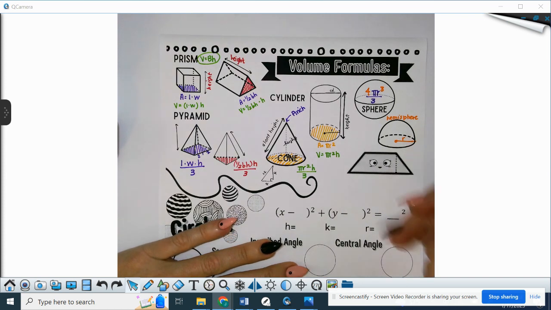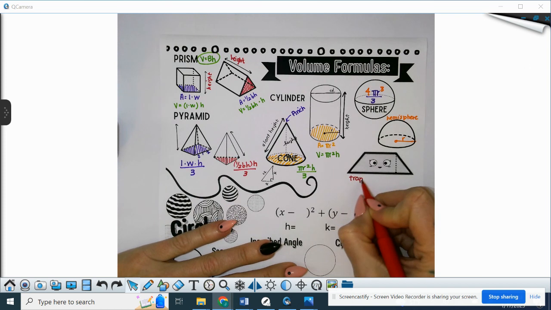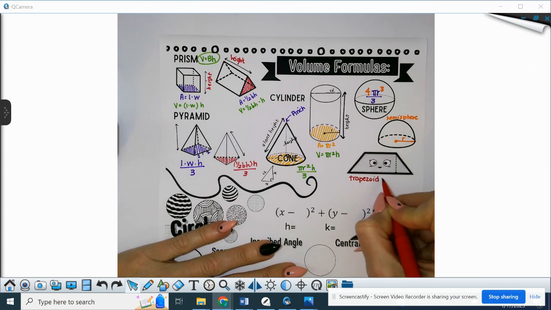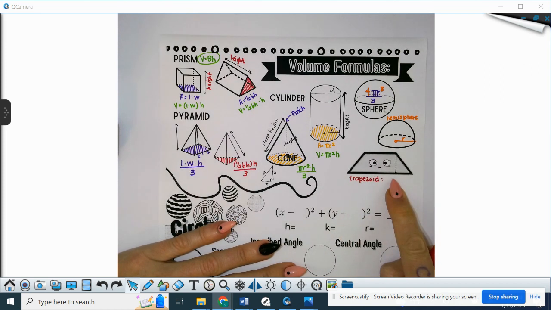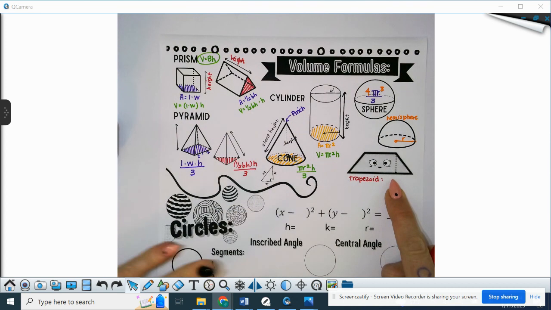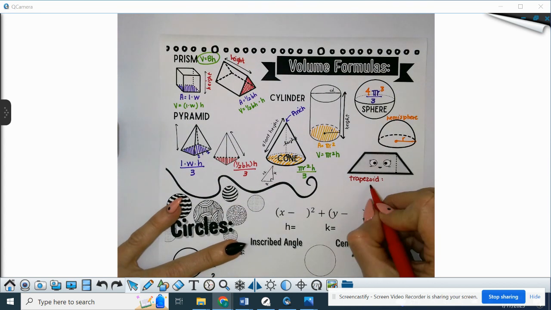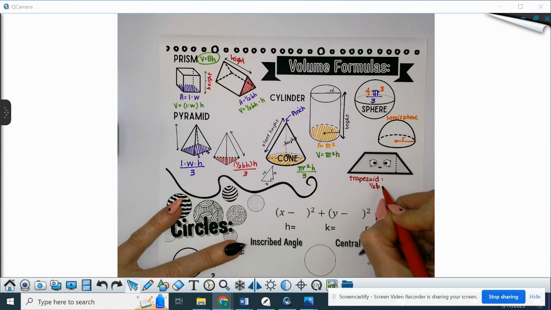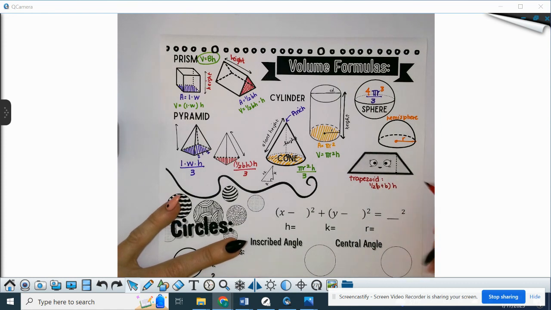Now, this is a trapezoid. We didn't do a lot of them in class, but it is a thing because you learned that area formula a long time ago. It could be a trapezoidal pyramid. It could be a trapezoidal prism. But remember, trapezoid is 1/2 base 1 plus base 2 times height. So that's your big B. And our height would be this guy. This would be base 1, base 2. So 1/2, the sum of the bases times the height.